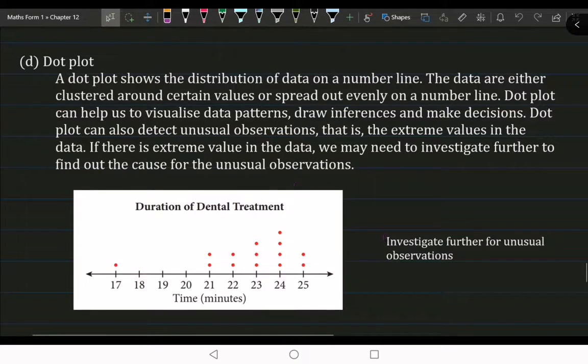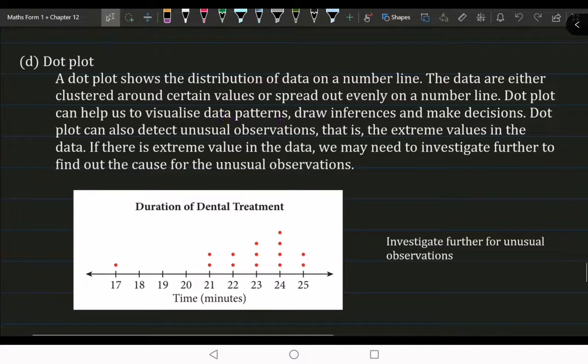Dot plot. This one is a dot plot: it shows distribution of data on a number line. It is a very common way to represent your data using a number line. You are going to do the dot dot dot dot. One dot represents one data. So your data is either clustered around certain values or spread. 因为这个你看一下 data 有什么区别，有什么改变。You can see the cluster around a certain period. Cluster 在哪里？23跟24之间。If you refer to this dot plot here.